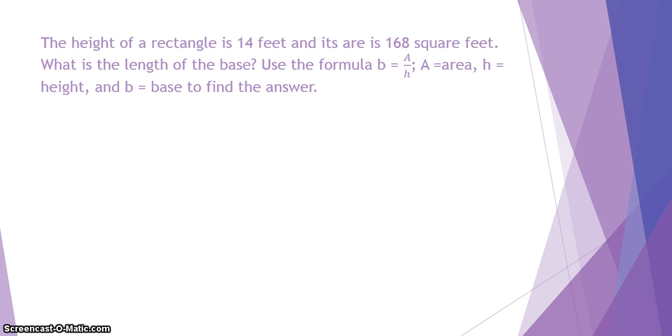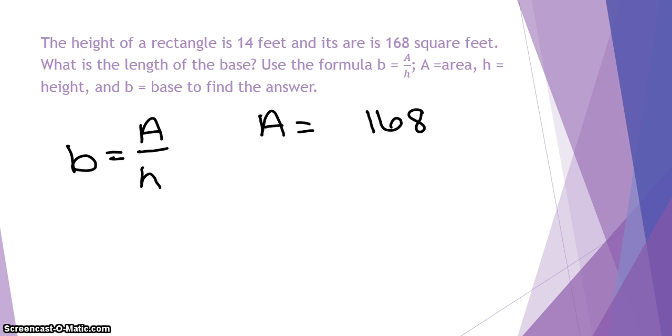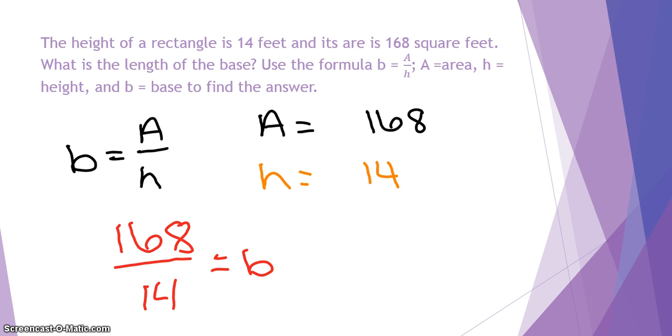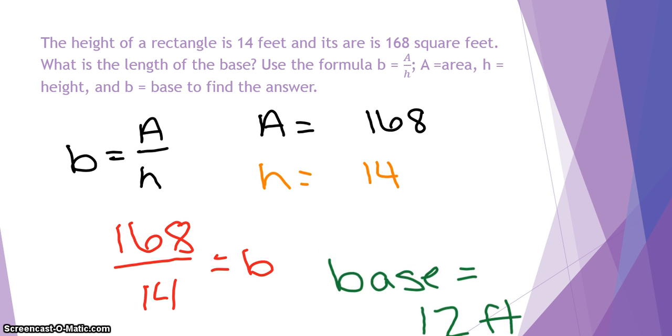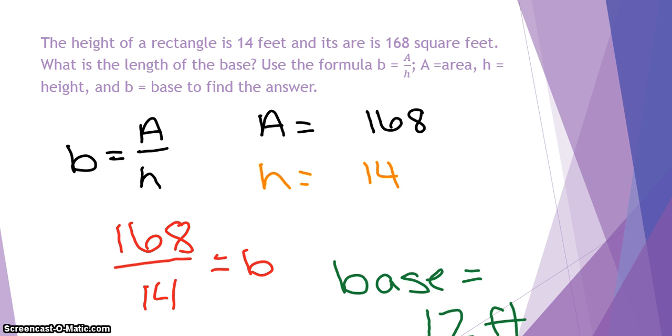The height of a rectangle is 14 feet, and its area is 168 square feet. What is the length of the base? Use the formula b equals a over h, where a equals area, h equals height, and b equals base, to find the answer. So a will equal 168, and h will equal 14. So all you'll have to do is divide 168 by 14 to find b, and the base will equal 12 feet.